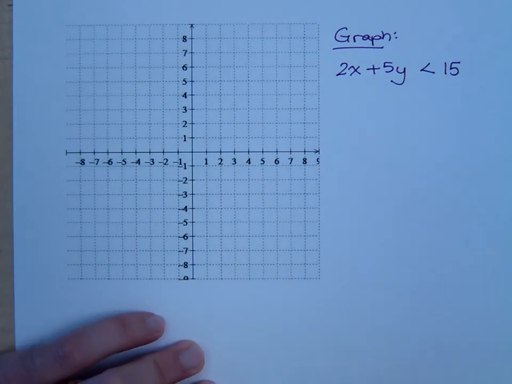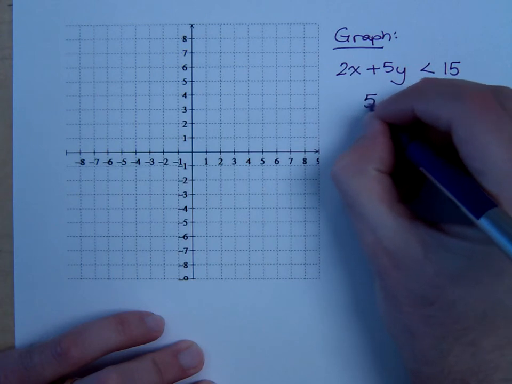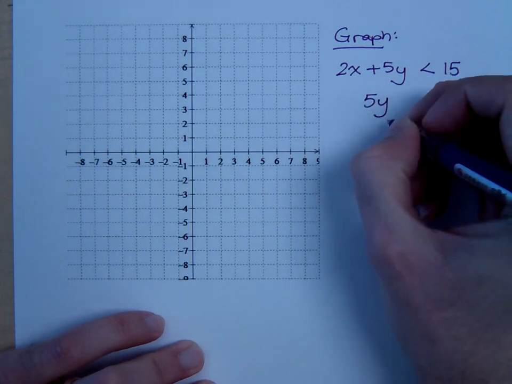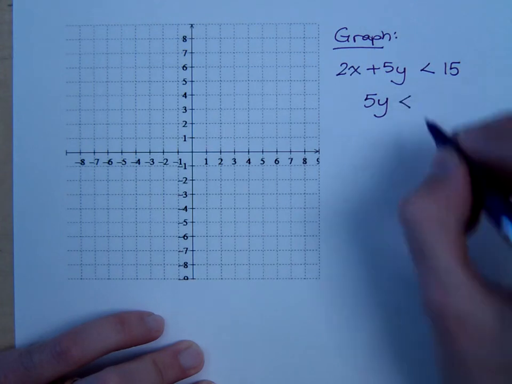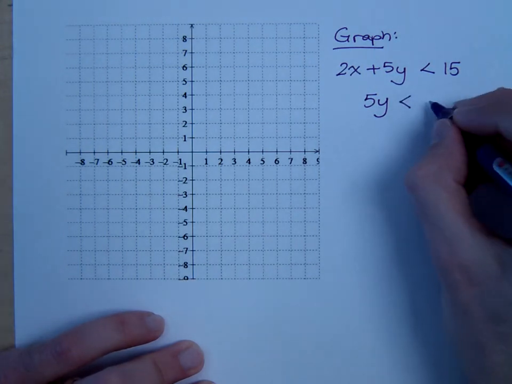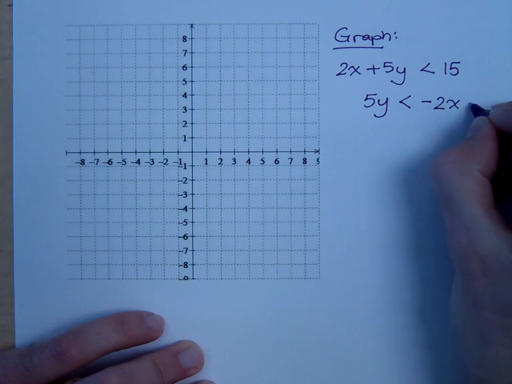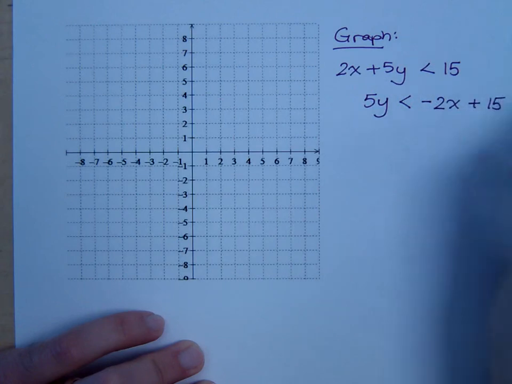You solve for y. Now, by solving for y, it tells me that you're going to put it in what form? In what form? This is standard form. We're going to put it in slope-intercept form. So 5y is less than what? Negative 2x plus 15. How do I finish getting y by itself?